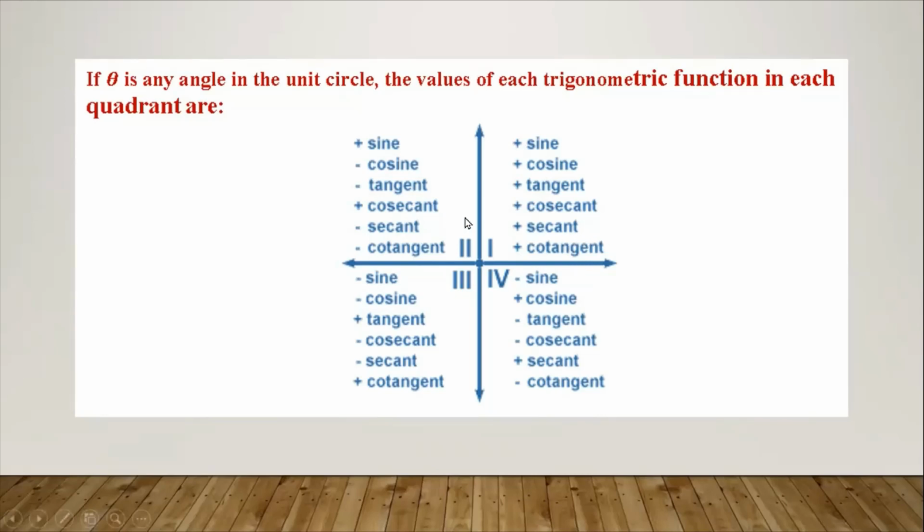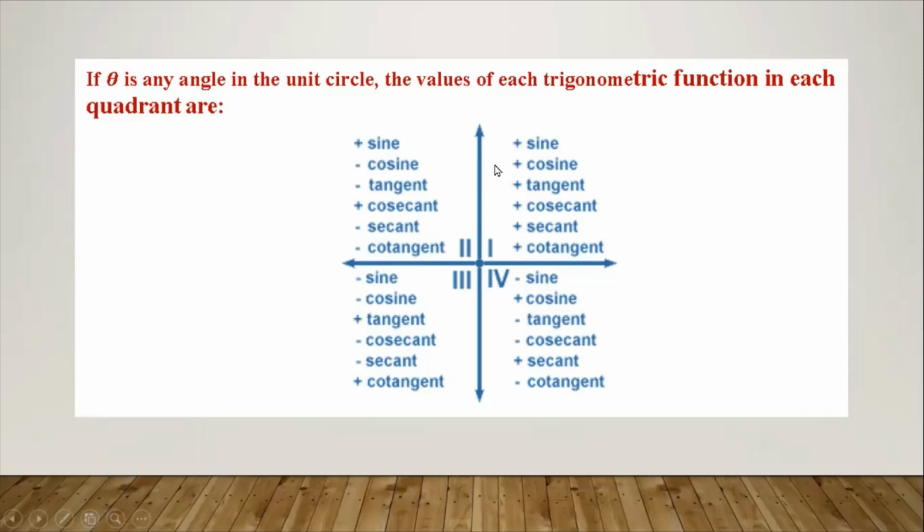And for quadrant 2, the only positive values are the functions sine and cosecant. And for quadrant 3, the only positive values for the functions are tangent and cotangent. And for quadrant 4, the only positive values are the functions cosine and secant. Yes, you need to familiarize yourselves with these things.